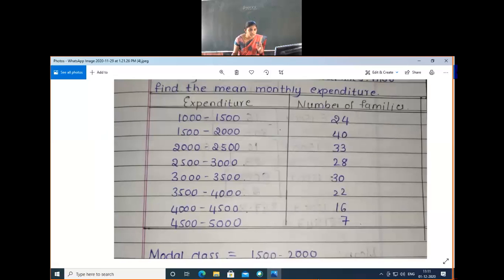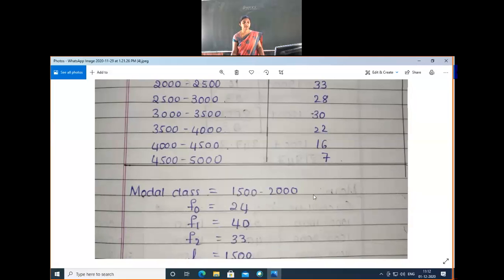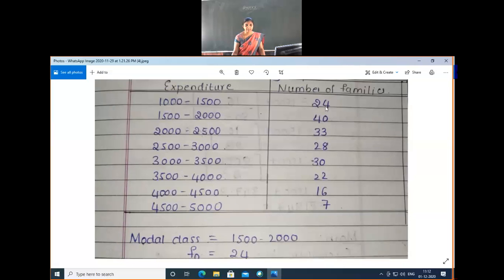First, we'll concentrate on mode. We have to find the modal class, which has the highest frequency. The highest frequency is 40, so 1500 to 2000 is the modal class. Now, 40 is F1. Then F2 is 33. Look at this one.